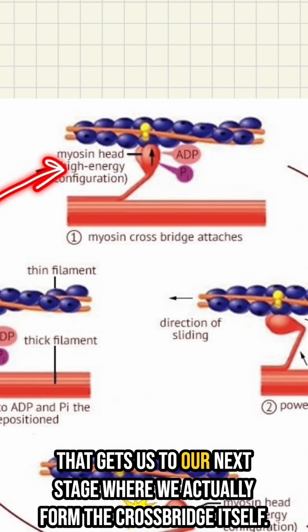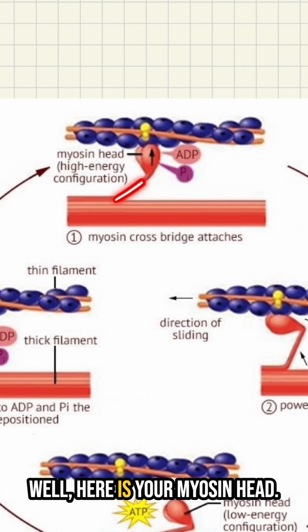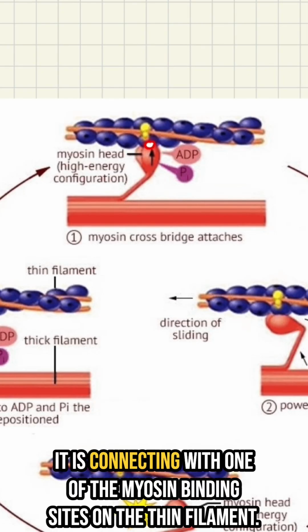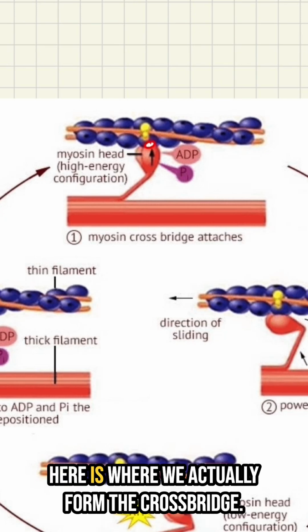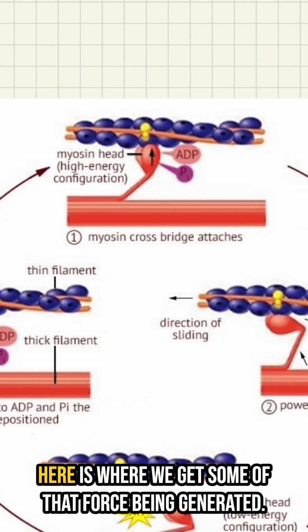That gets us to our next stage where we actually form the cross bridge itself. How can you tell? Well, here is your myosin head. It is connecting with one of the myosin binding sites on the thin filament. Here is where we actually form the cross bridge. Here's where we get some of that force being generated.